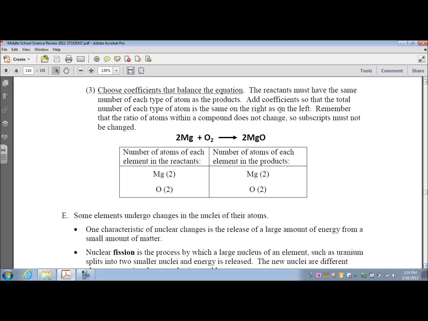So over here we have 2 magnesiums, and on the right we also have 2 magnesiums. On the left we have 2 oxygens, and on the right we also have 2 oxygens, since that 2 is distributed to the magnesium and the oxygen. So right now we have a balanced equation.